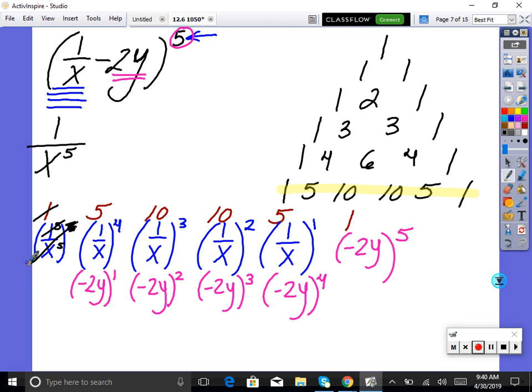Okay, let's go to this one. Now, right here, once again, we have a 4th degree here. So we have 5 times 1 to the 4th. And then don't we also have times the negative 2 to the 1st? 5 times 1 times negative 2, so minus 10. Now we're multiplying straight across. So on bottom we have an x to the 4th, but what do we have on top? A y.